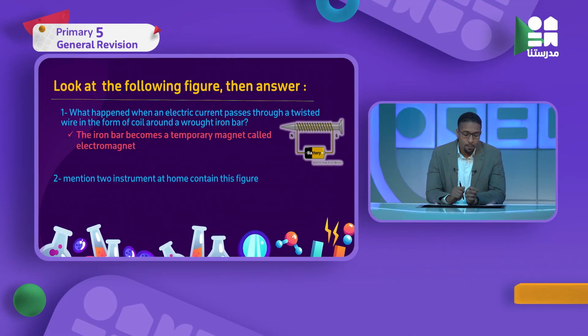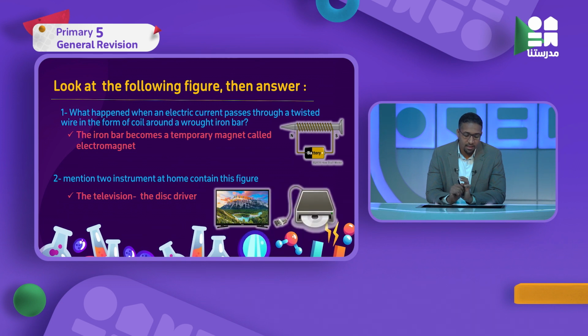Number 2, mention 2 instruments at home that contain this figure. ايه الحاجات اللي موجودة في البيت contain electromagnet? We have many things and we said about 5, but here we have to mention just 2, the television and the disk driver. So the disk driver and TV contain electromagnet inside them.